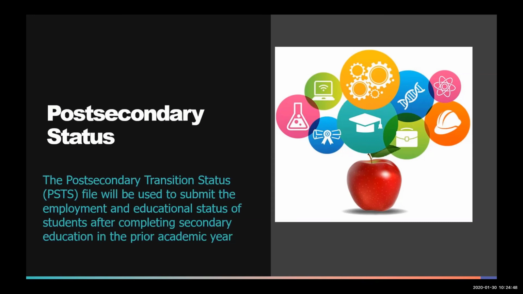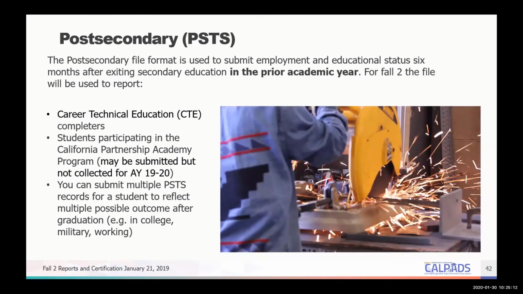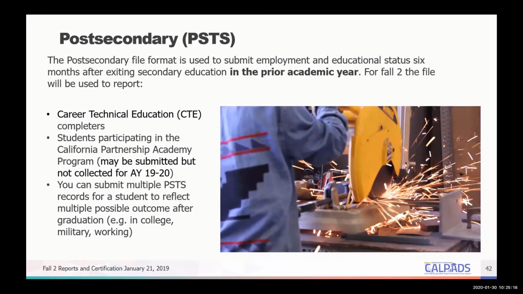Okay, so let's now move on to the newest file for Fall 2. We have the post-secondary status file. The post-secondary status file will be used to track students who completed high school in the prior academic year, who were CTE completers at any point during their 4-year stay at that school or at any school in California.